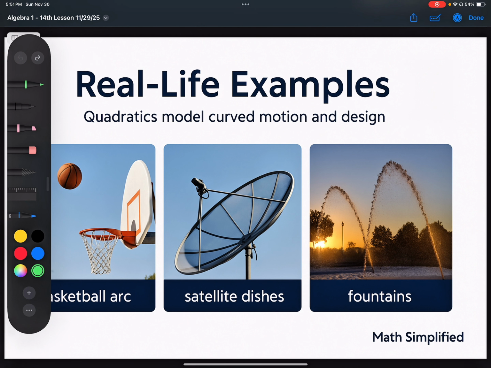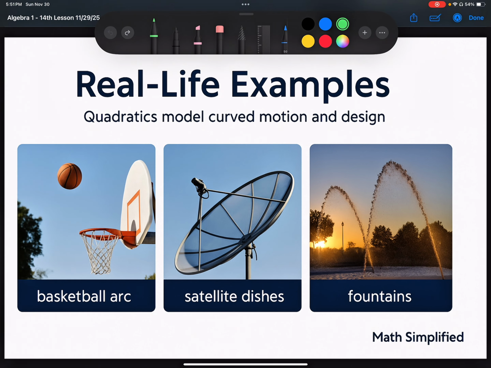So we have a couple of real life examples of quadratics. Quadratics model curved motion and design. For example, when you shoot a basketball, it makes this motion, so it makes a parabola, which means like an upside down U, if you notice. So that's a quadratic. Same thing with a satellite dish, and also fountains. You notice that parabola, how it starts from the bottom, goes up, and then goes to the bottom again. So yeah, that's essentially a quadratic. That's how a graph of a quadratic function would look.